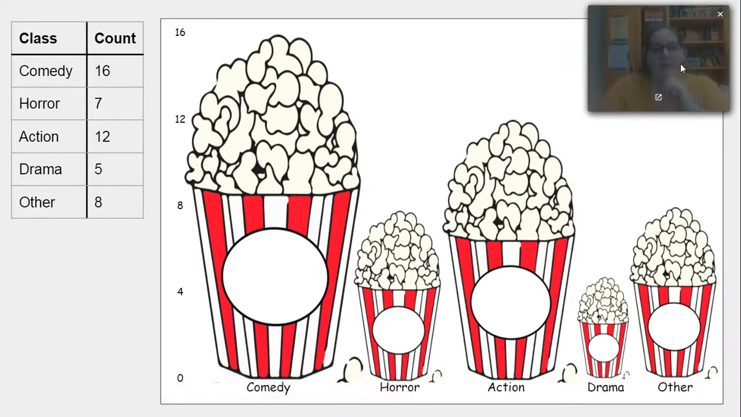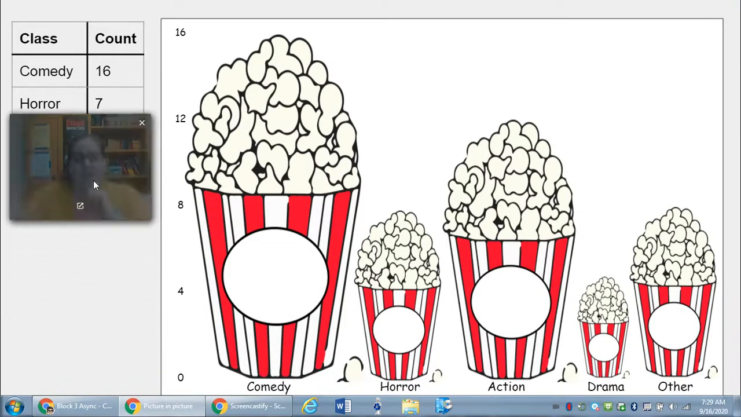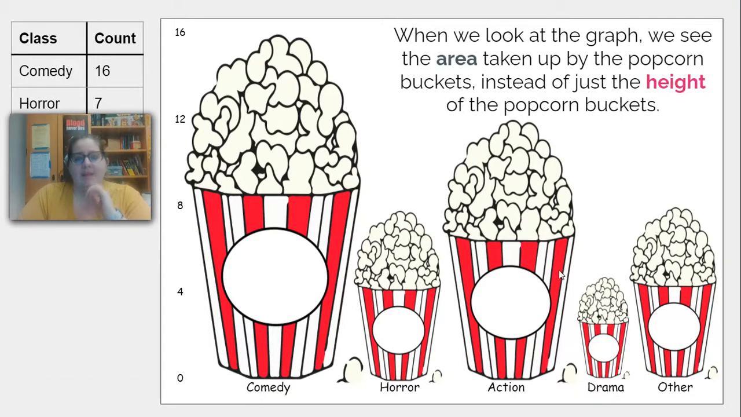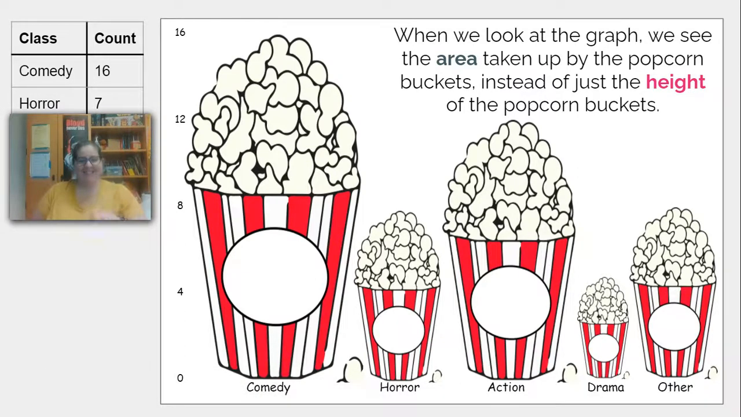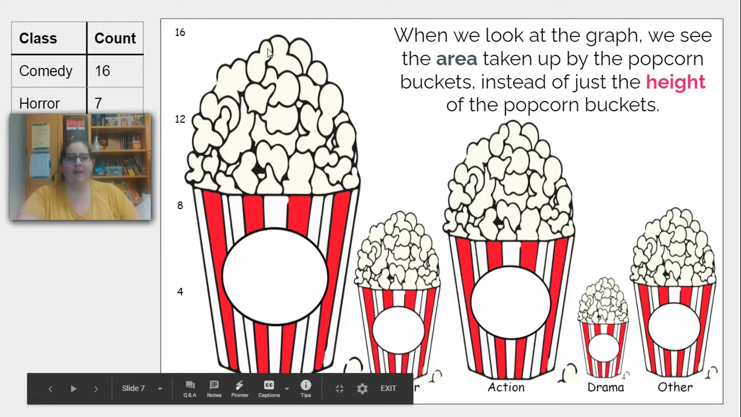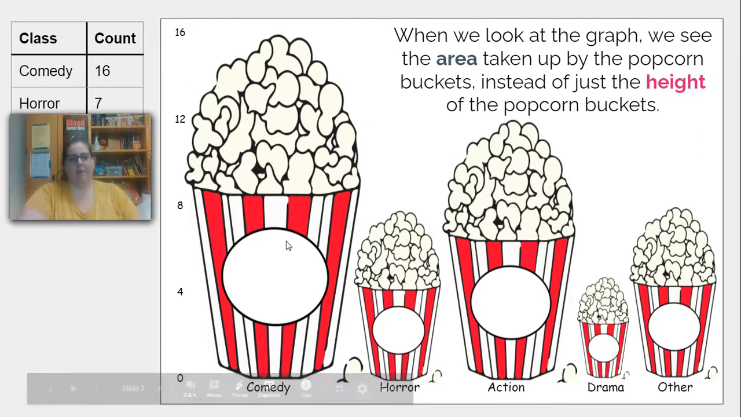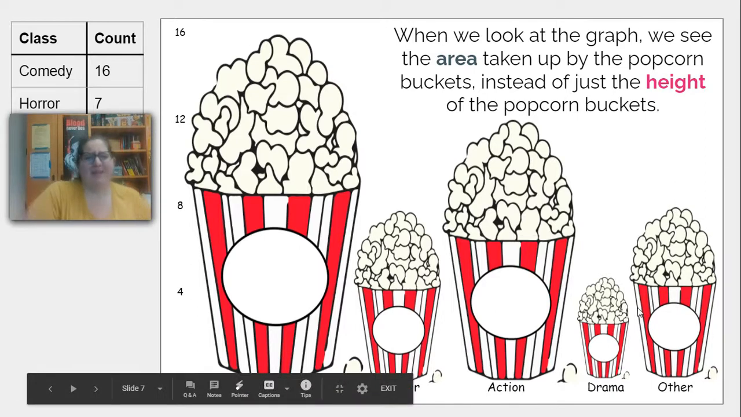But this particular graph, though it's very interesting, it is not a great graph because although we see the height of the popcorn buckets, the width of the popcorn buckets is also changing. So when we look at the graph, we're taken up by the area of the popcorn buckets and not just the height. So although this popcorn bucket is twice as tall as this other one, it looks more than twice as big because its width is changing as well as its height.